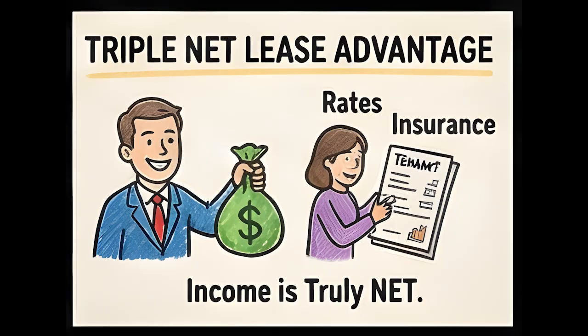Expansion detail: the triple net lease advantage. A huge advantage in industrial property is the prevalent use of the triple net lease. Unlike many residential and retail leases where the landlord covers structural repairs, rates, and insurance, in a net lease, the tenant often pays for all outgoings, which include rates, taxes, insurance, and maintenance. This makes your income truly net and incredibly predictable. This is a massive differentiator for industrial property cash flow.